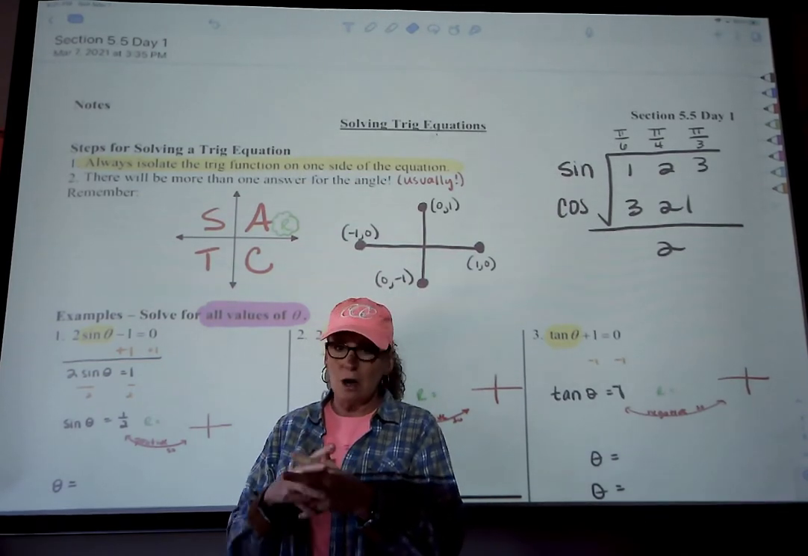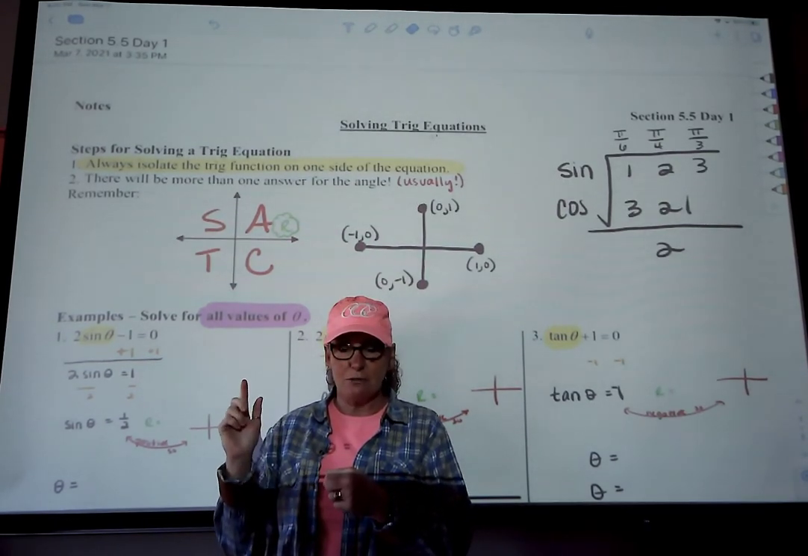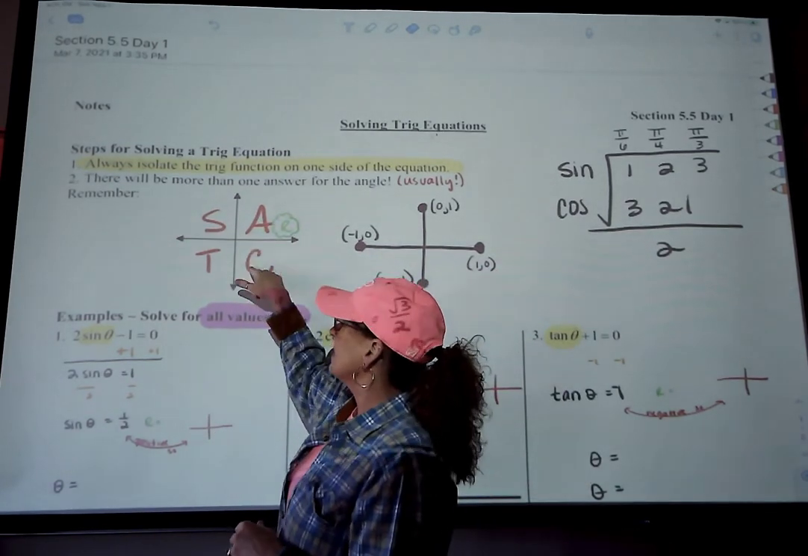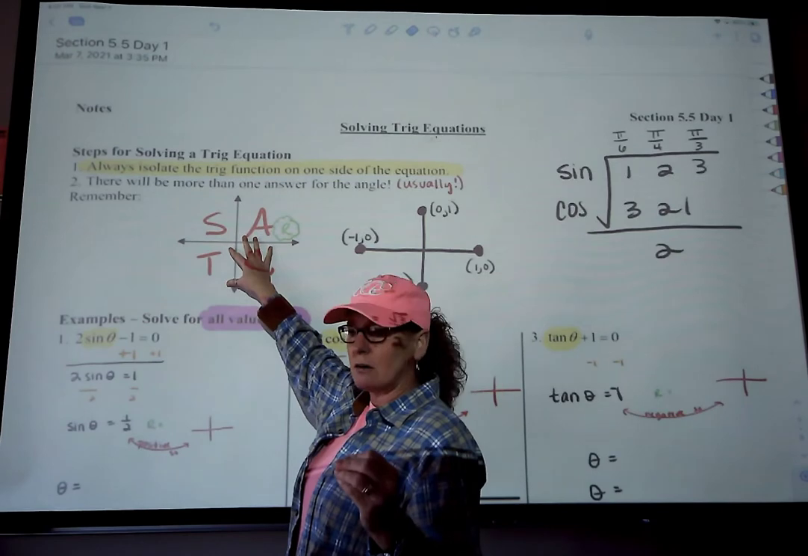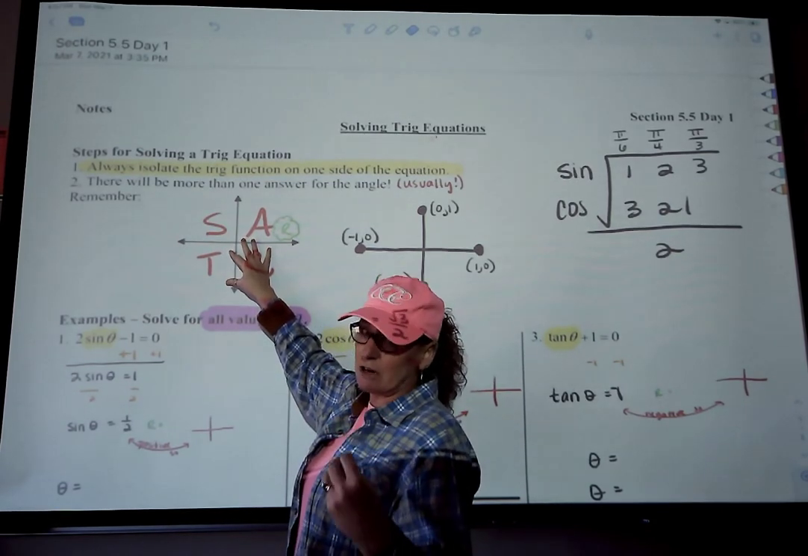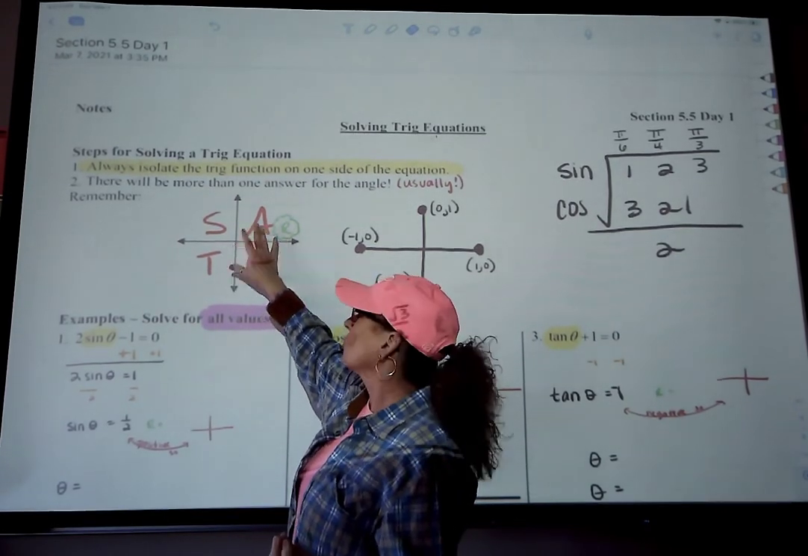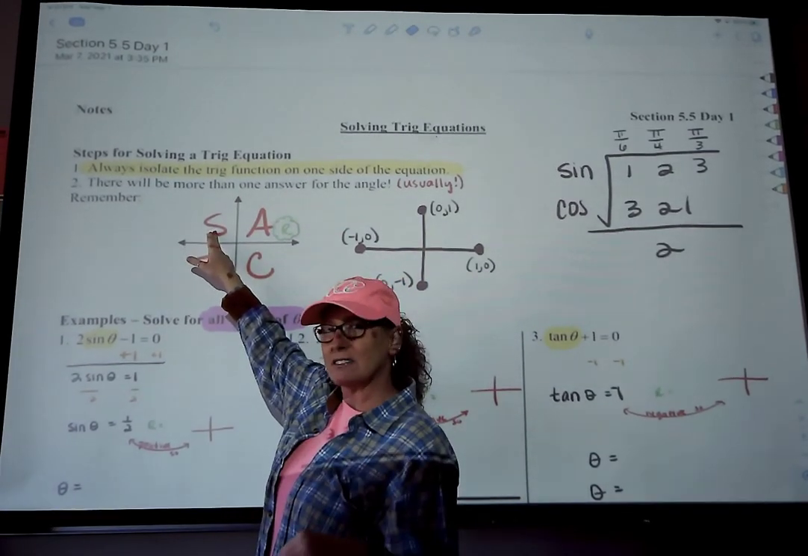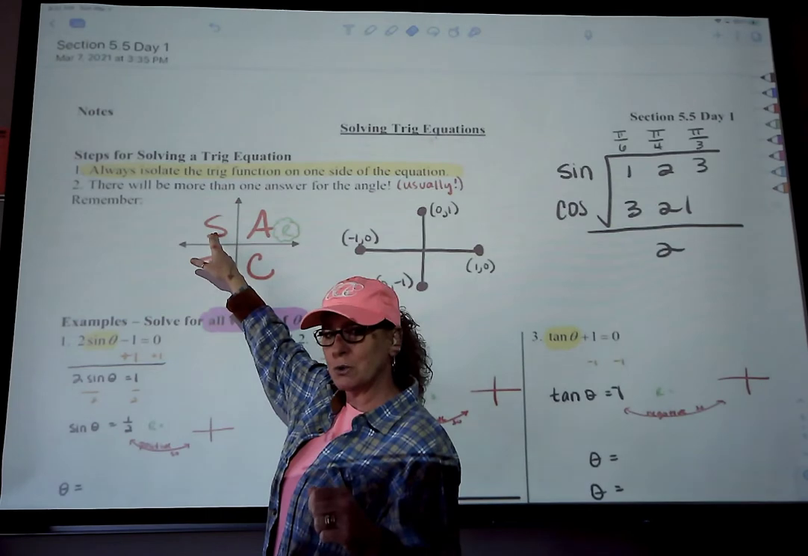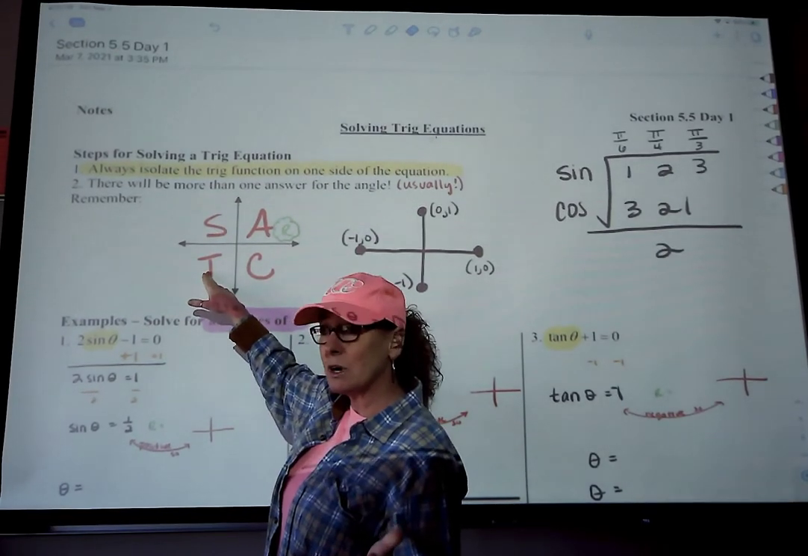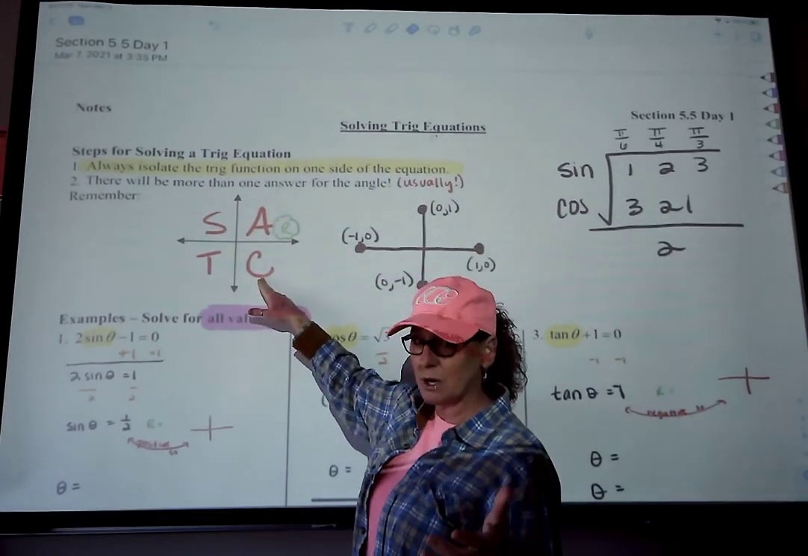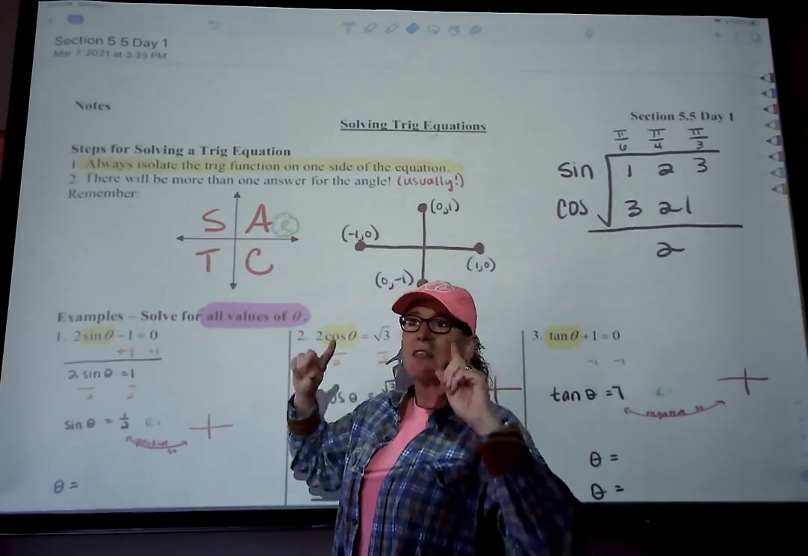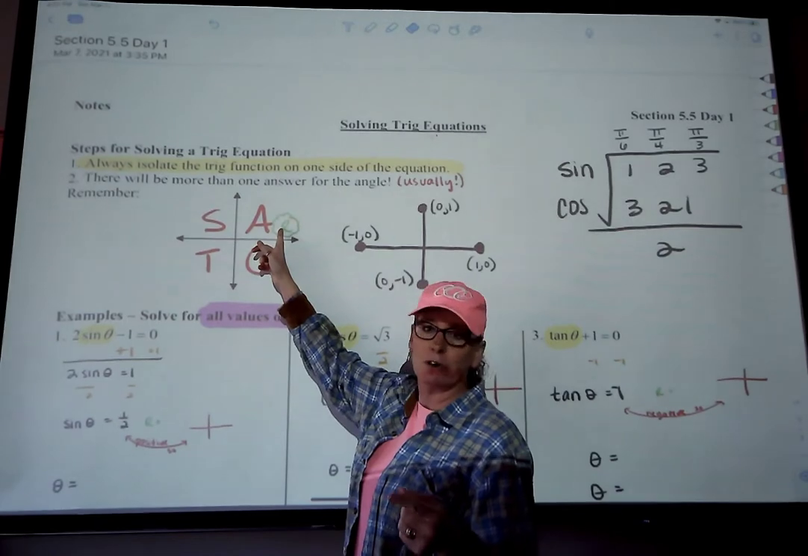So before we get started, I want you to have 3 things in your mind. Don't forget ASTC. Remember, this is where your trig functions are positive. So all fractions are positive here. Sine is the only positive fraction in quadrant 2. Tangent's the only positive one. Cosine's the only positive one. And remember, every time we get a reference angle, that reference angle is an angle in quadrant 1.